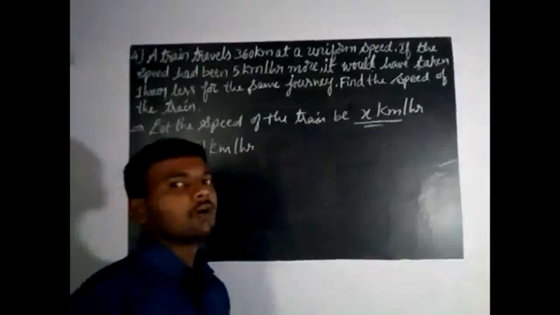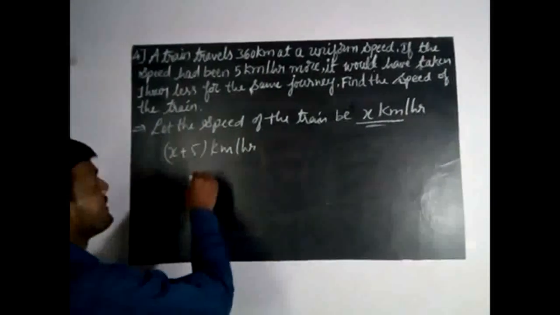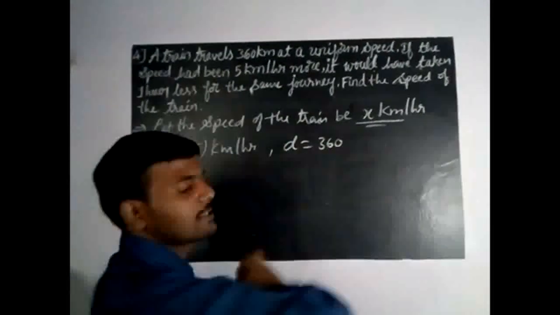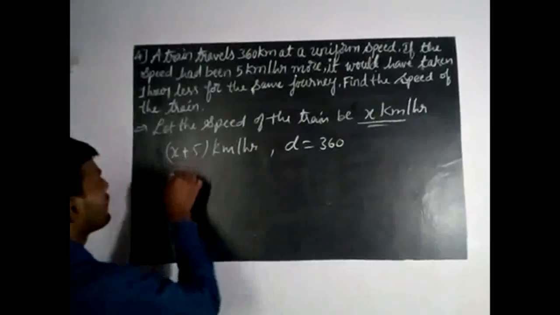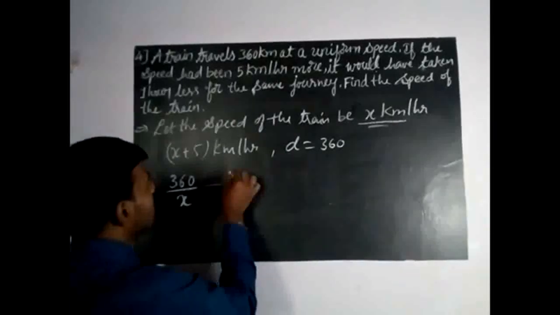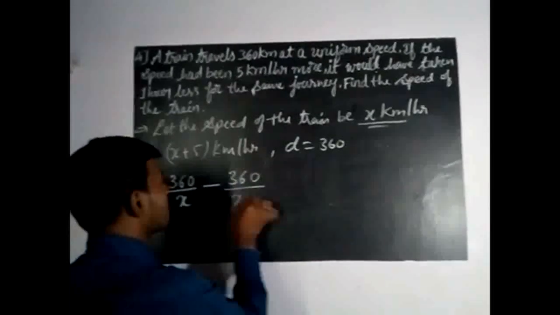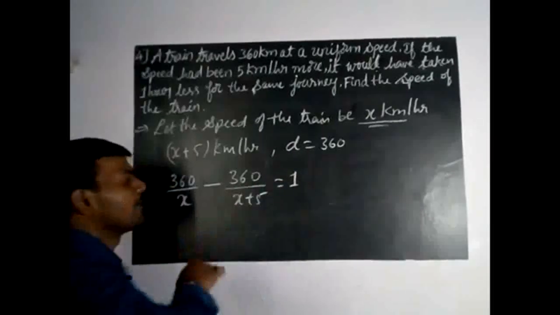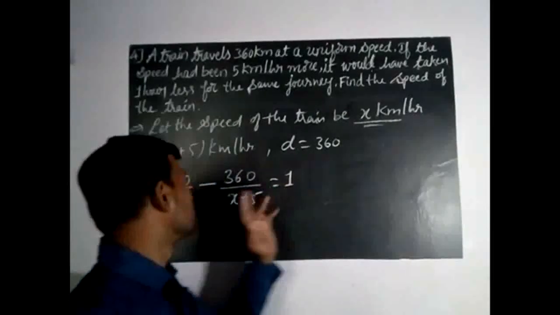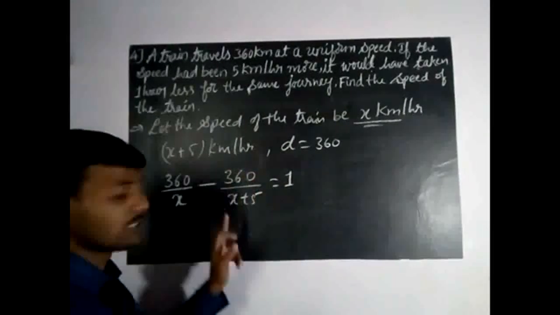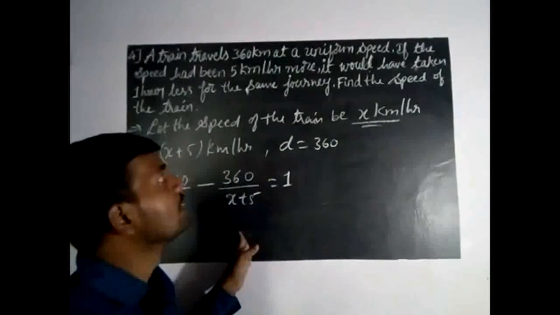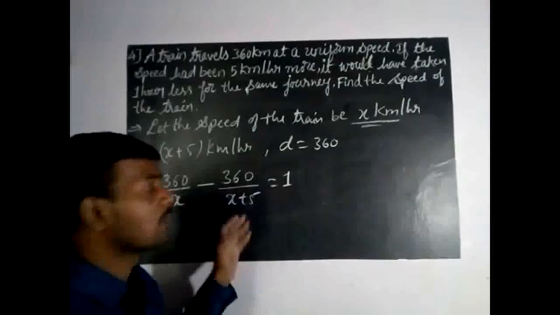Now we can write the equation according to what is given. Again, 360 is the distance covered by the train. Now we can write 360 by x minus 360 by x plus 5, which is equal to 1. Why do we write it like this? Here we have to write the time difference. The time difference is 1. Time is distance by speed, for the normal speed and for the speed which is more, that means 5 km per hour increased.